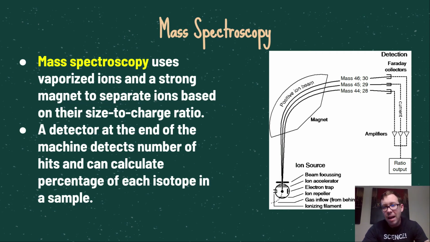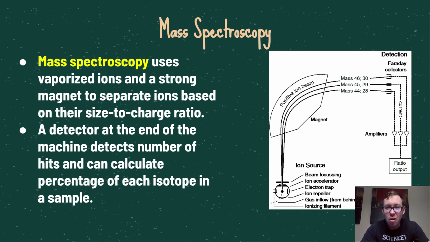Think of it like a magnet. A magnet pulling on something is going to attract something that has a smaller mass more than it's going to attract something that has a greater mass. And so as a result, there's a detector at the end of the mass spectroscopy instrument that detects the number of hits and calculates a percentage of the isotope based upon the sample. So we can do this in lab.